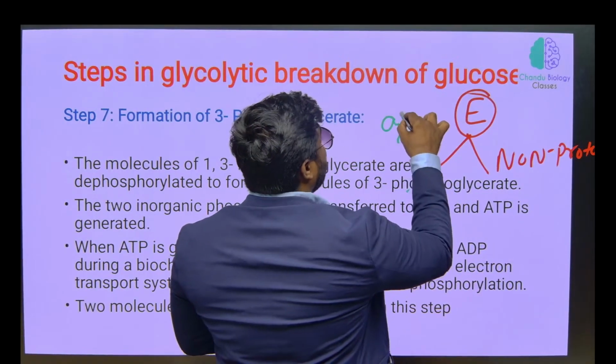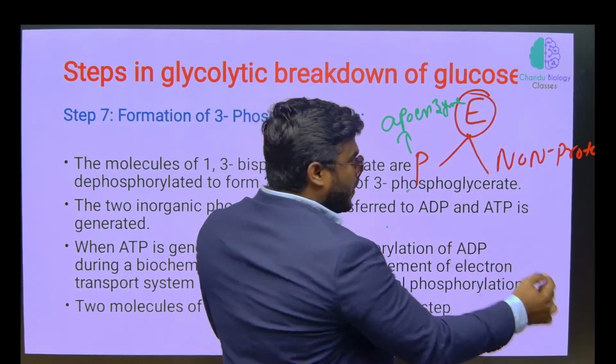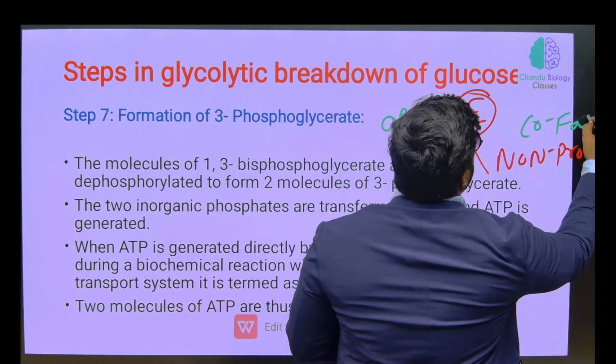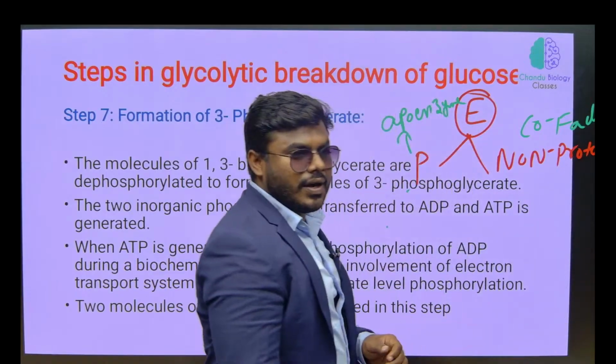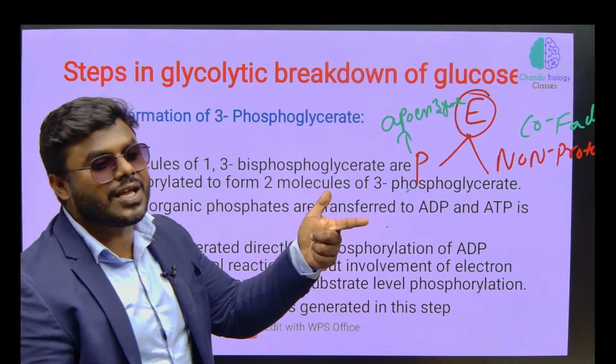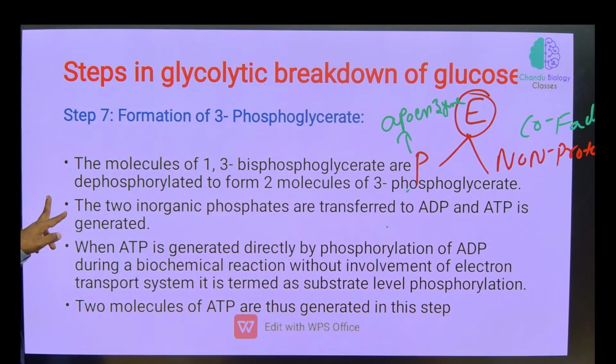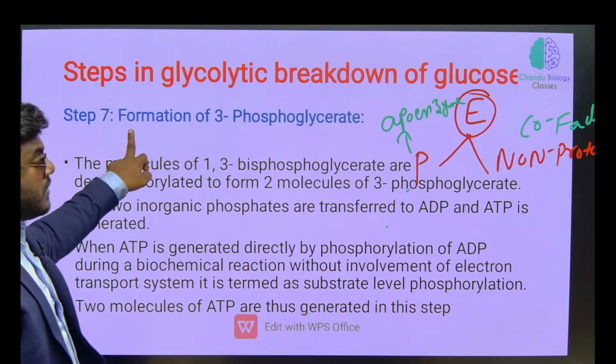The protein part is called the apoenzyme. The non-protein part is called the cofactor. Again, cofactors are of different types: coenzymes and prosthetic groups. That we will read separately. Okay? You should have very good knowledge. The next, what is happening in the 7th step, friends?